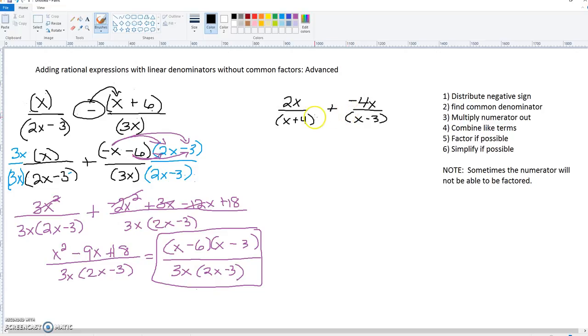Okay. Now we need to multiply the opposites. So we need to take this denominator and multiply it over here. So x minus 3. And of course, that's what we're going to multiply the top by. And over here, we're going to do x plus 4.